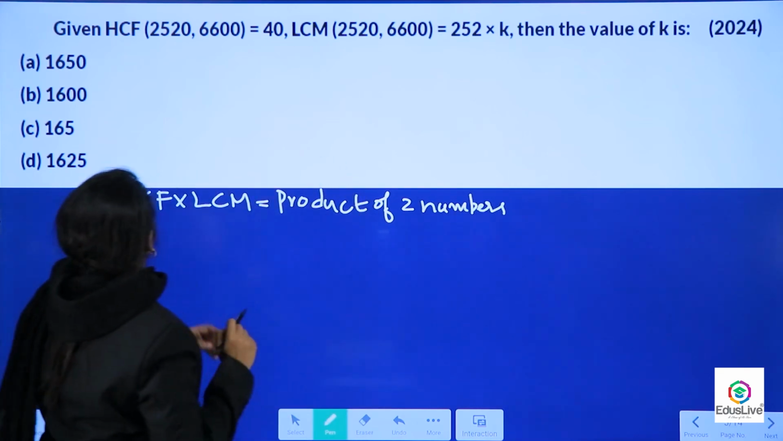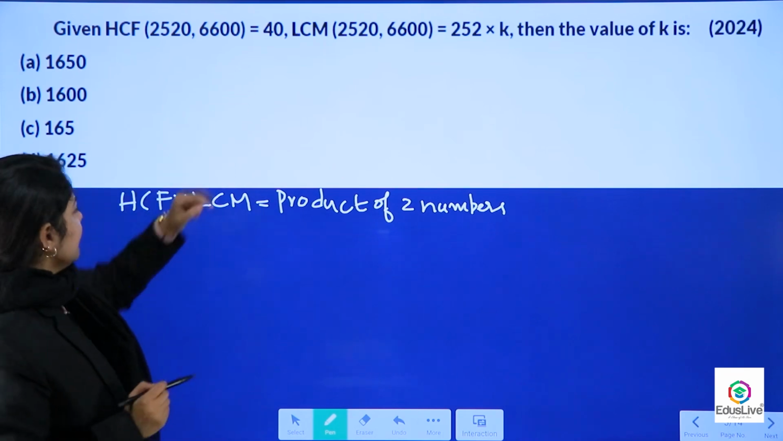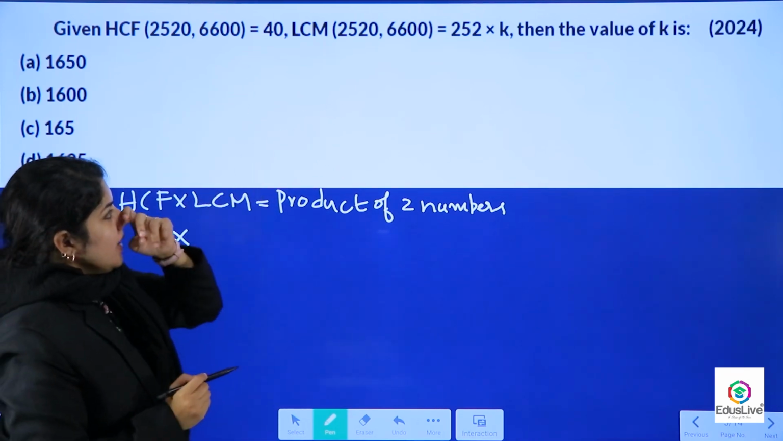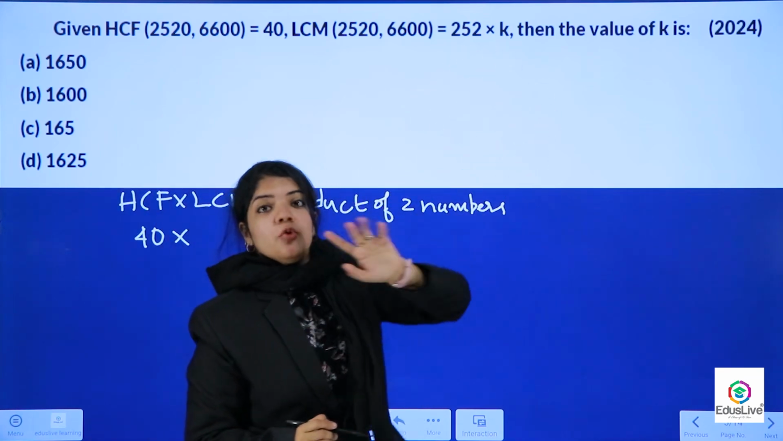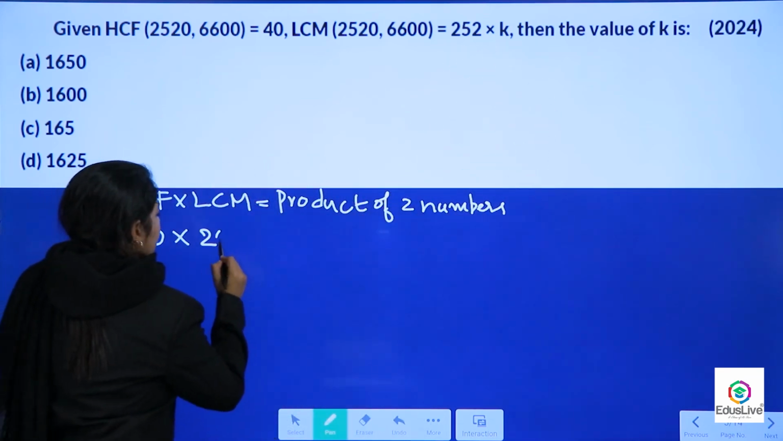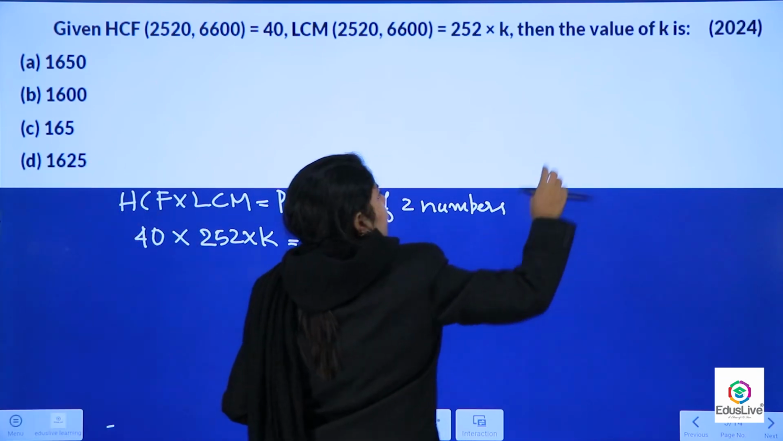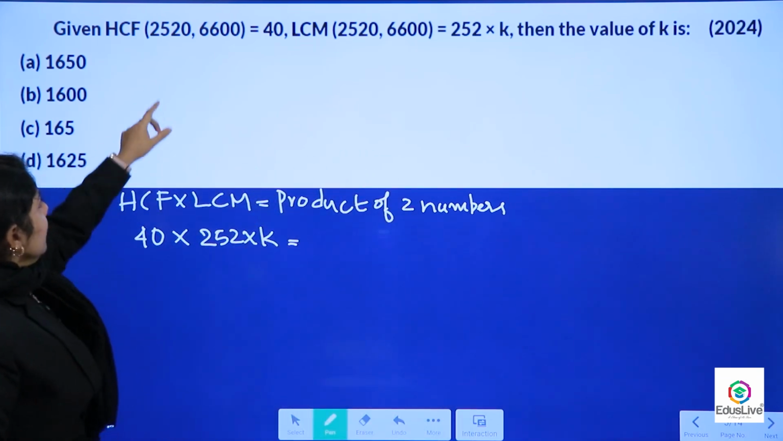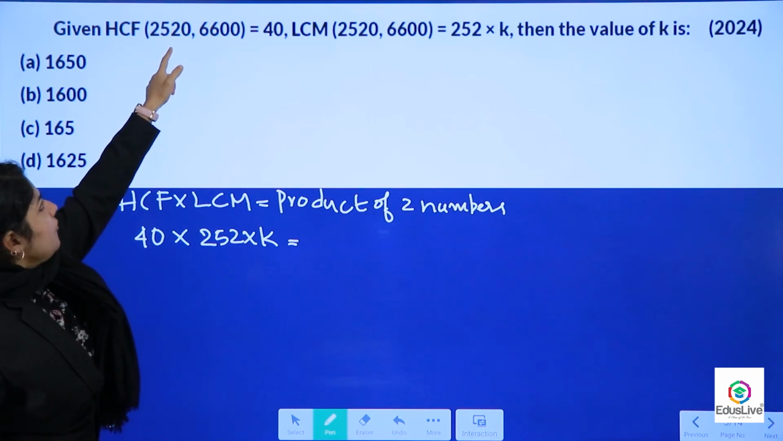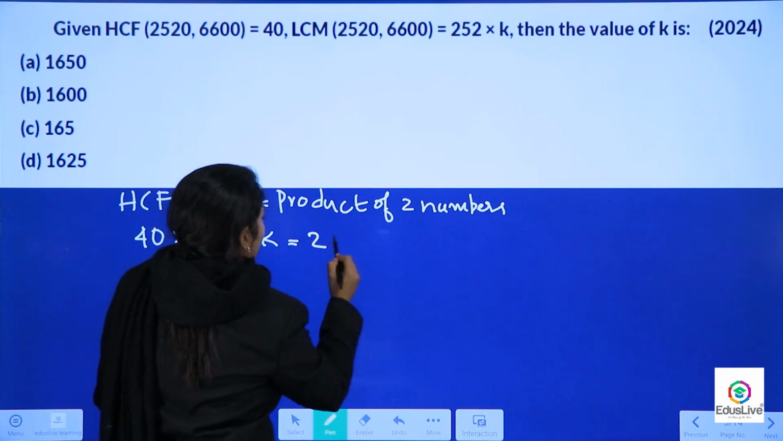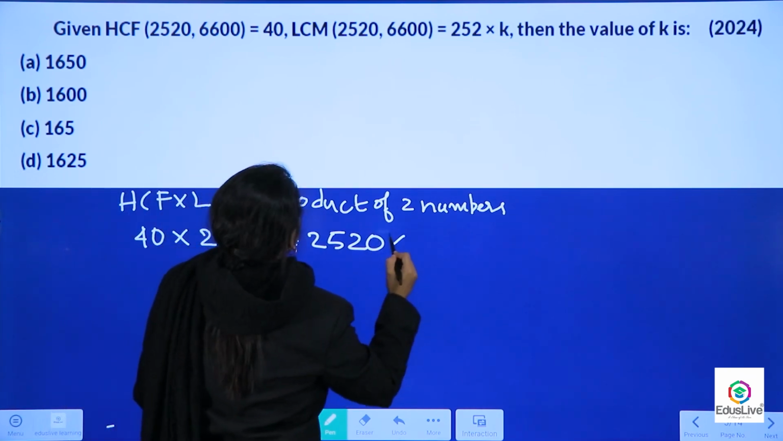We know this formula. And what is the HCF? It is 40 times LCM. What is LCM? LCM is 252 into K, equals the product of two numbers. Which are the numbers given here? The numbers are 2520 and 6600. So we will take the product of those numbers.